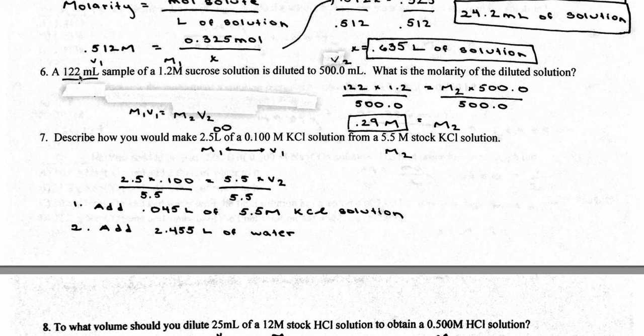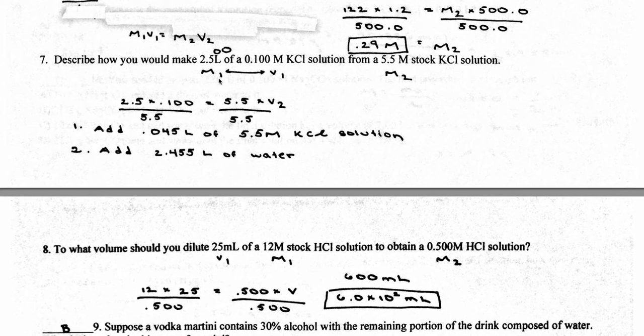And this makes sense, right? If you take 122 mL solution and add enough water for it to be 500 mL, the concentration should be less than what it started at, which was 1.2. Okay? Next one, describe how you would make a 2.5 liter solution of, oh, and notice I changed this.